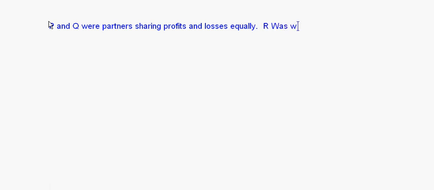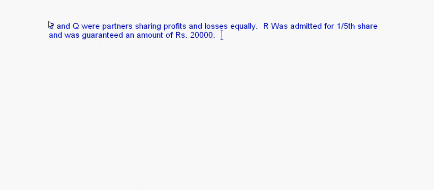right? Supposing I just take up a small case here. Supposing I have a question like this: P and Q were partners sharing profits and losses equally. R was admitted for 1/5 share and was guaranteed an amount of rupees 20,000, right?